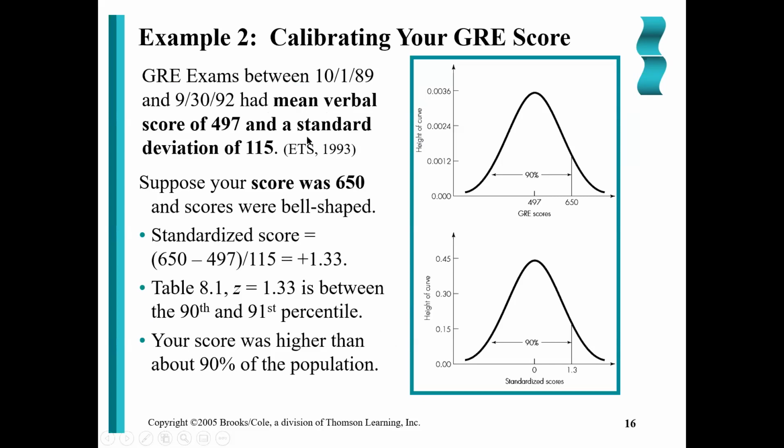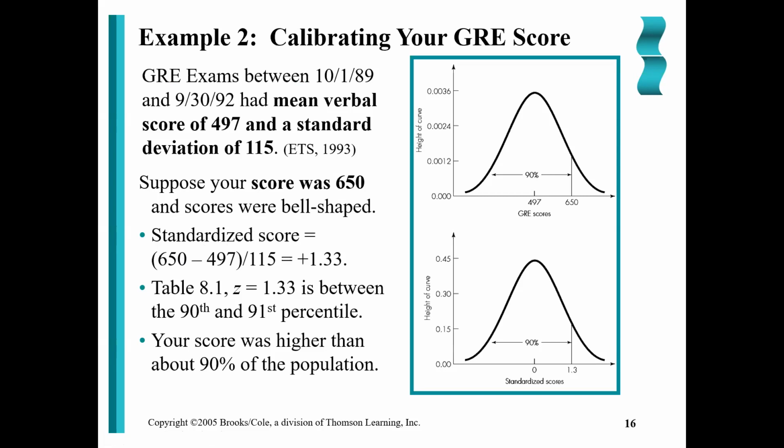For those scores, the mean for the verbal was 497. This is out of 800, and a standard deviation of 115. It says, suppose you scored 650 on the verbal SATs out of 800, which is a very good score. How would you get your standard score? You would subtract the mean from 650 to 497 and divide by the standard deviation 115. And you get 1.33 as your standard score.